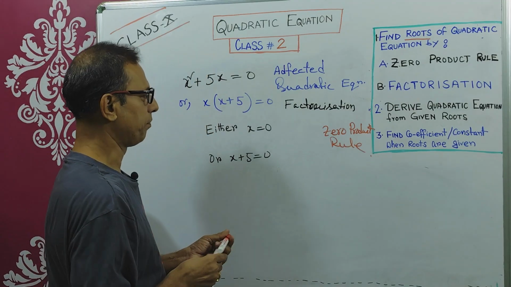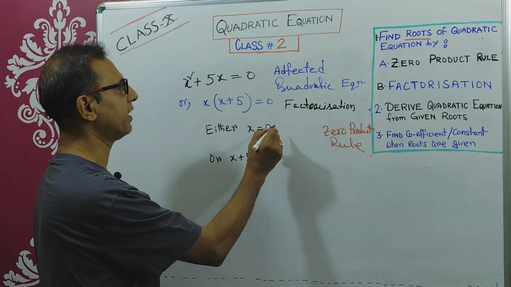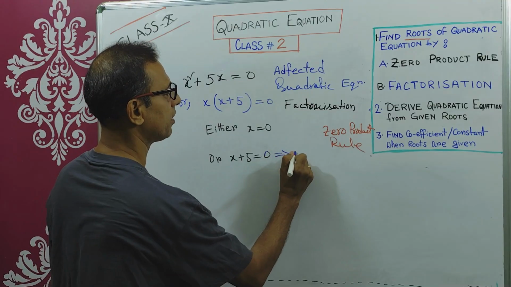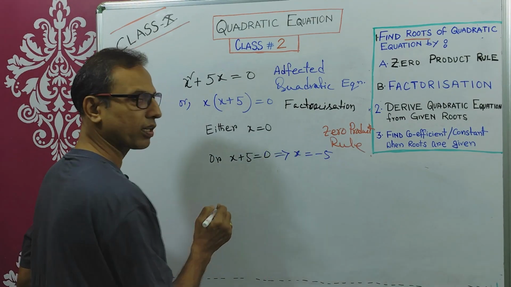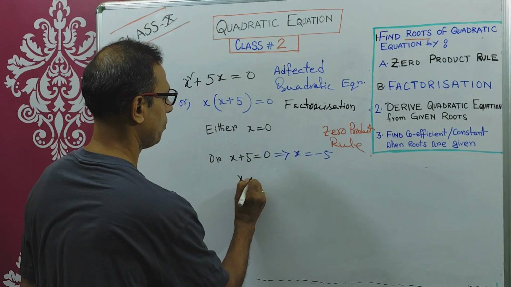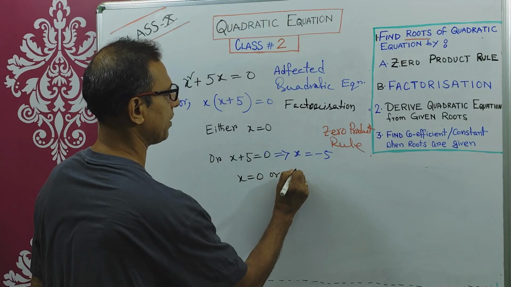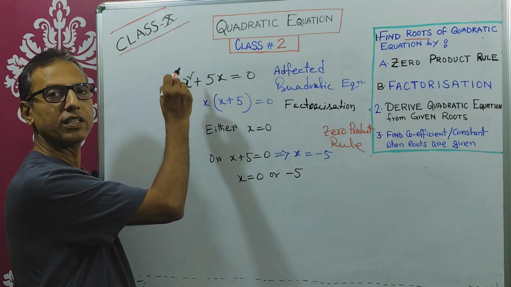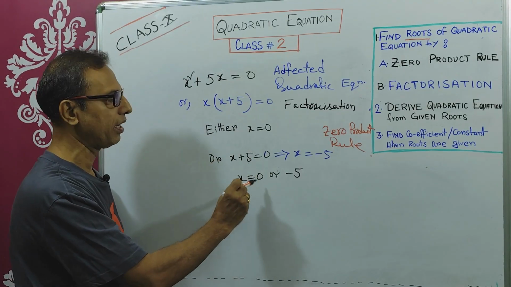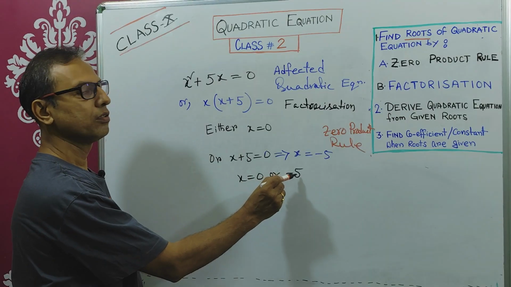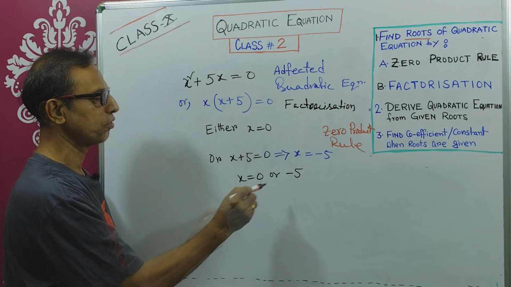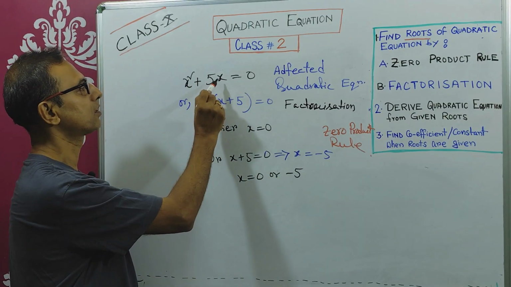Now from this, either x equals to 0, that is done, and if x plus 5 equals to 0, that means x equals to minus 5. So what are the solutions you have? You have the solution x equals to 0 or minus 5, these two values. In a quadratic equation you will have a maximum of two roots. These two values of x will satisfy x square plus 5x equals to 0. Apply 0, straight away it is 0 plus 0 equals to 0.